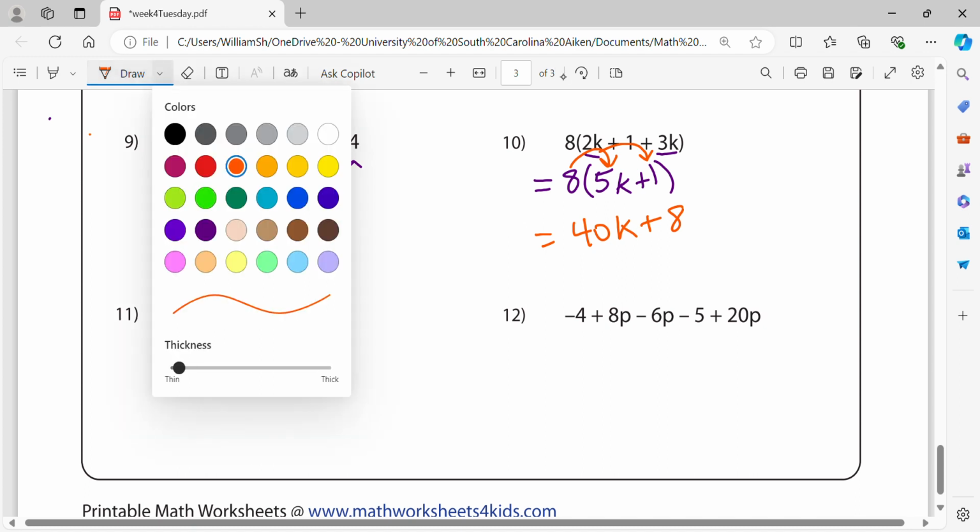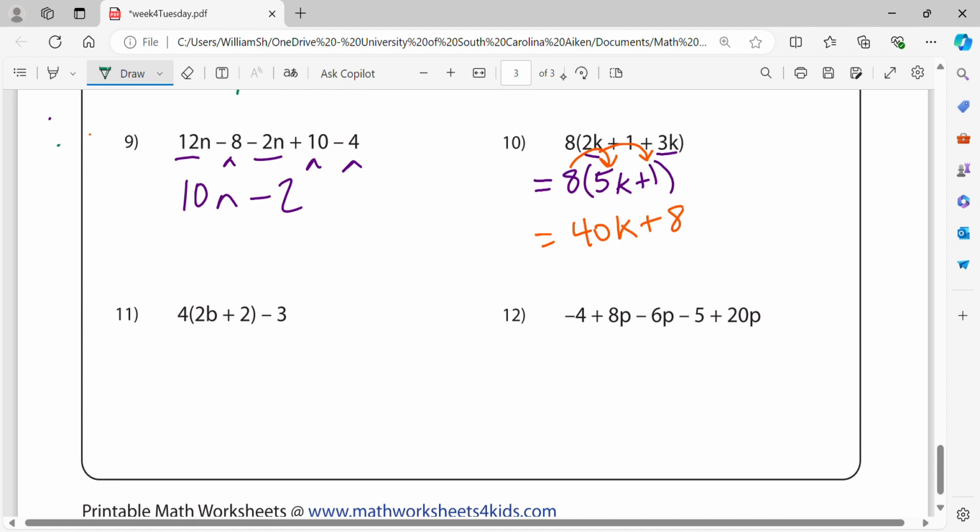Now, somebody's curious out there. I can sense it. They're going to say, what happens if you distribute first to all 3 terms? Well, if you do it correctly, you get the same final answer. You would have 8 times 2 is 16k. 8 times 1 is 8. And 8 times 3 is 24k. And then you could combine the 16k and the 24k to get that 40k plus 8. So, like I said, you could take a different route and still get the correct answer.